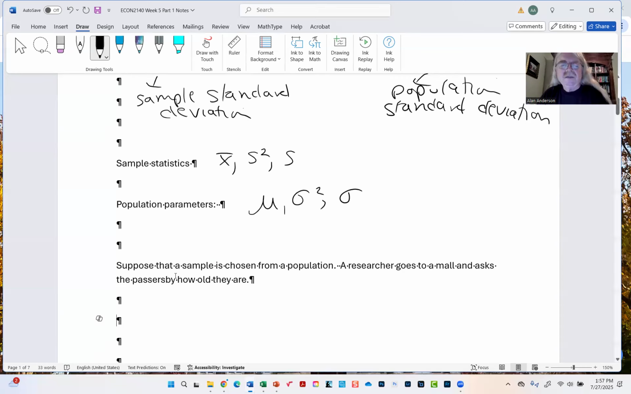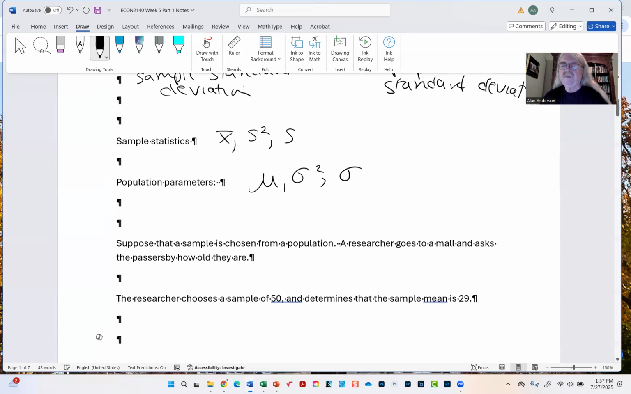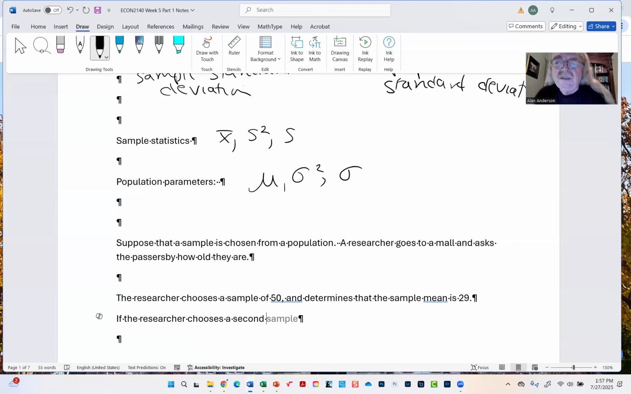And so let's just say that the researcher chooses a sample of 50 and determines that the sample mean is 29 years old. Okay, the average person in that sample was 29. Now, what if they do this a second time? The researcher chooses a second sample. And by the way, it's understood that this is a different sample. We didn't just ask the same people the same question. We have other people walking around and we just pick 50 other people. Now, here's the interesting question.